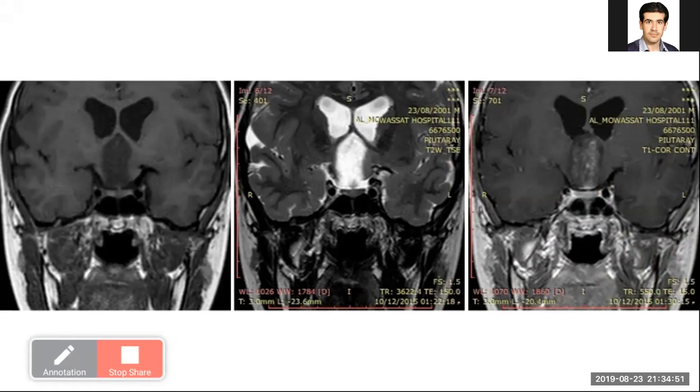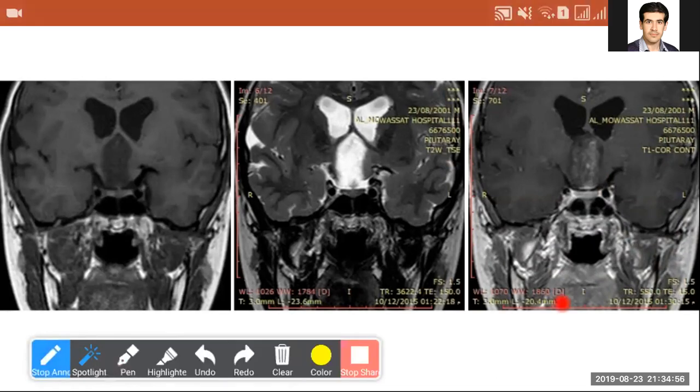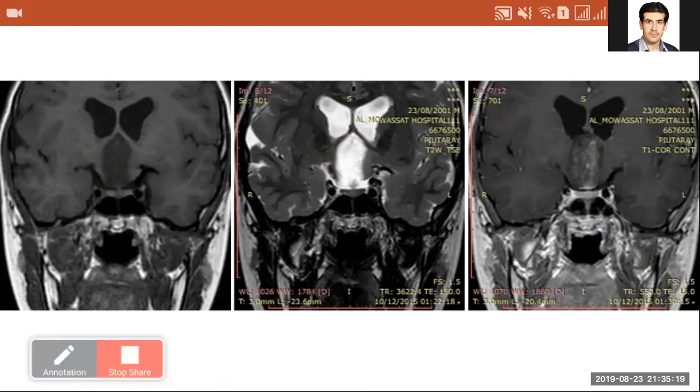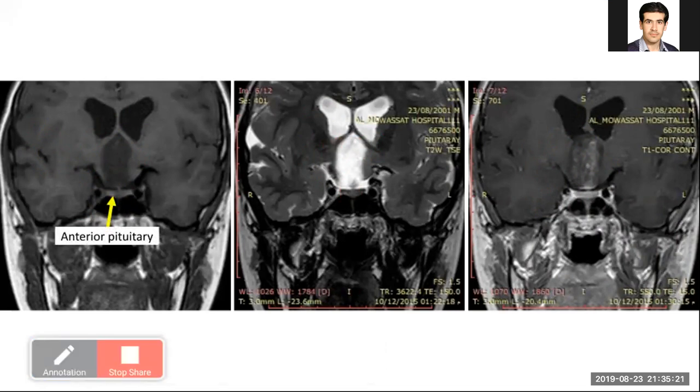All these images are coronal images. We see here, this is the pituitary gland, and this low intensity lesion, suprasellar. This is type 1. These are T1 weighted images without contrast, and T1 weighted images with contrast. The enhancement is inhomogeneous. And this is the T2 weighted images. The lesion is high intensity in the T2 weighted images. This is the anterior pituitary.